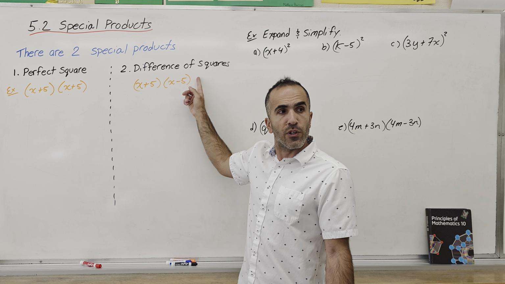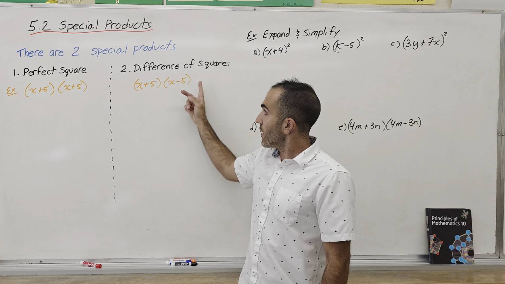Difference of squares, you don't really know why it's called difference of squares now, but it is not the same dimensions multiplied by each other. They differ because the signs are different. Nothing else is different. X plus 5, x minus 5. Everything is identical except one is plus and one is minus. It does not matter which comes first, plus or minus. Okay? Perfect square, signs are the same, numbers are the same.